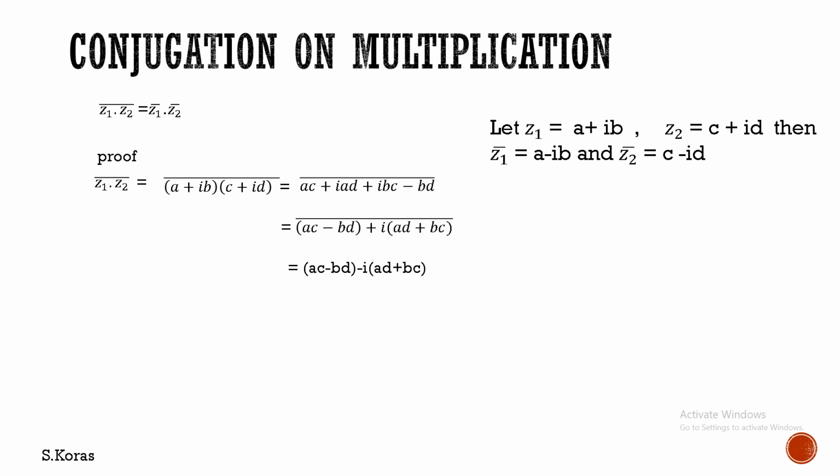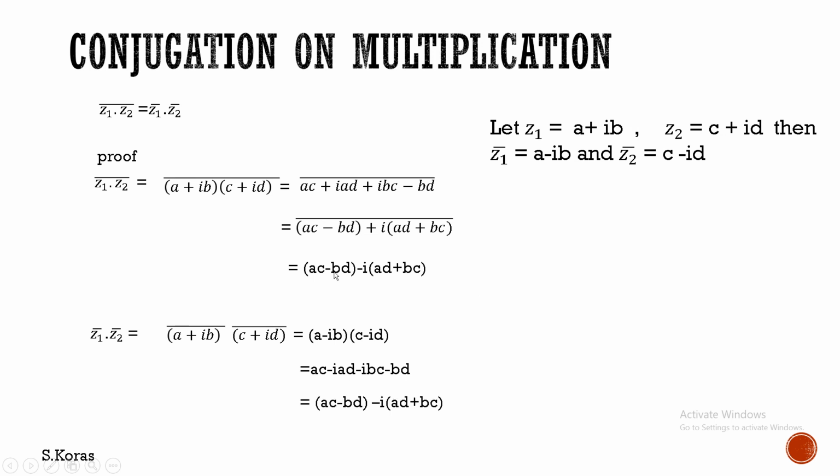Now let's try to prove this from the right hand side. The right hand side is z1 bar into z2 bar. Z1 bar value, you know, is a minus ib, and z2 bar value, you know, is c minus id. We are going to multiply this in the ordinary way. If you simplify it, you will get the same answer. So it is confirmed z1 into z2 the whole bar is equal to z1 bar into z2 bar.